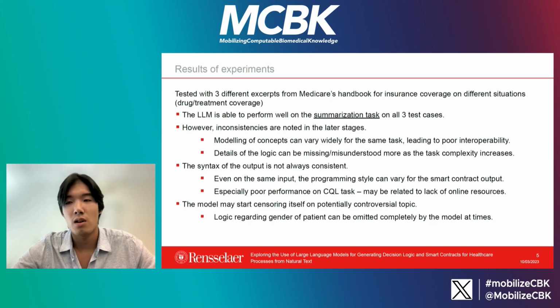And what we find in our experiments is that the LLM is able to perform well on the summarization task. However, as we go to the later steps, we notice some inconsistencies. The modeling can vary, details can be misunderstood or be missing, and the syntax is not always consistent, which can lead to a lot of problems in real life. And when faced with controversial topics, such as the gender, the model may start censoring itself.